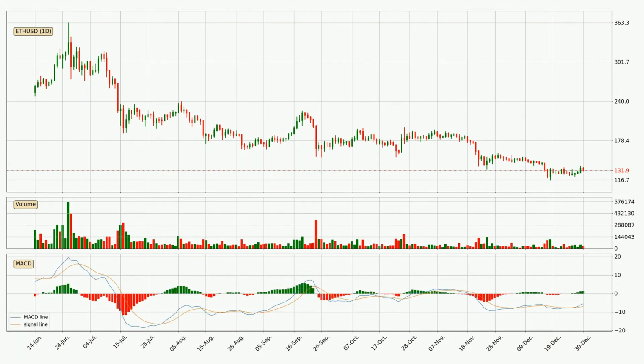Moving to the daily MACD, the MACD line is above the signal line, which shows that the current trend is on the upside. Looking at the MACD histogram, we can see that the momentum is strong at the moment, and we can expect the price to continue growing, or maybe at least remaining the same for some time.